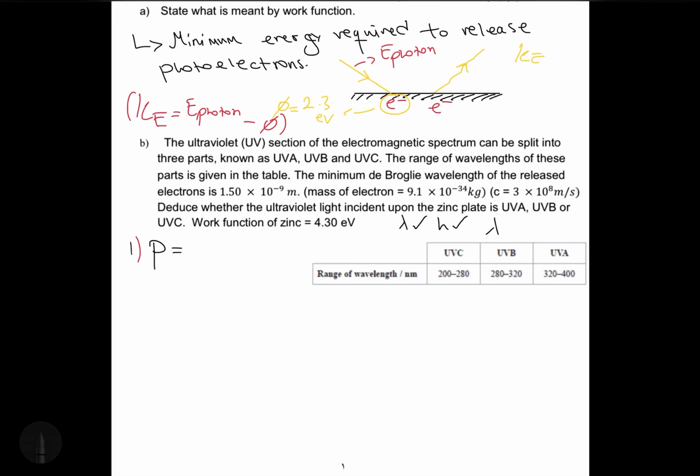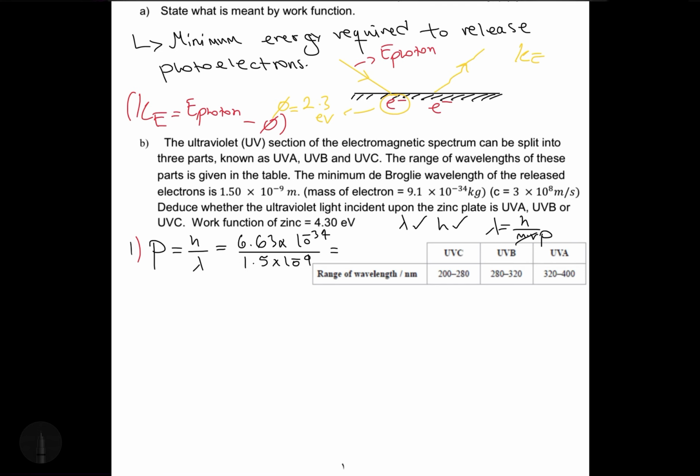So we know that lambda, we just learned, is h over m times v, where mv is momentum. So we're going to calculate momentum in an effort to calculate the speed of the electrons that are going to be released. So p is going to be h divided by lambda. If we rearrange the equation lambda equals h over p, we get p is h over lambda. Now h is 6.63 times 10 to the power of minus 34, and that gets divided by lambda, which is given in the question.